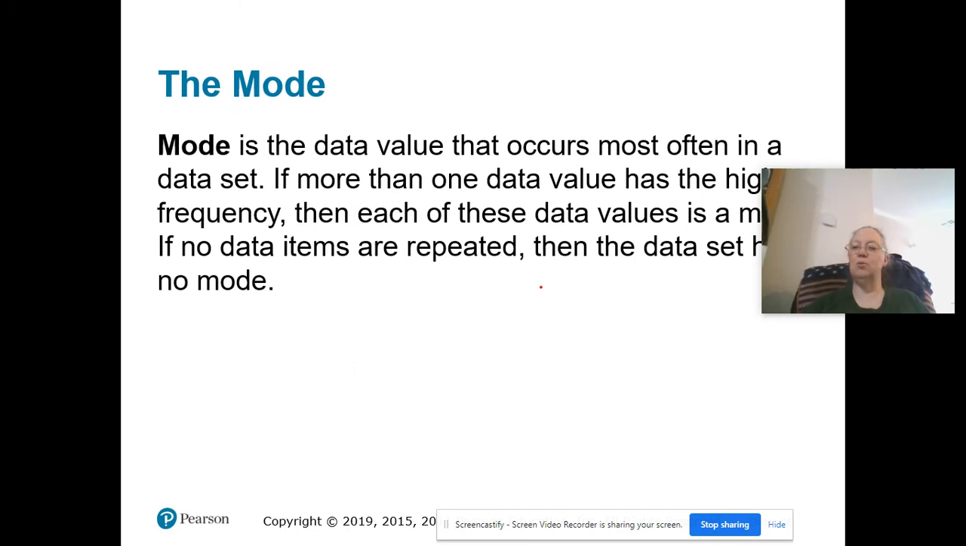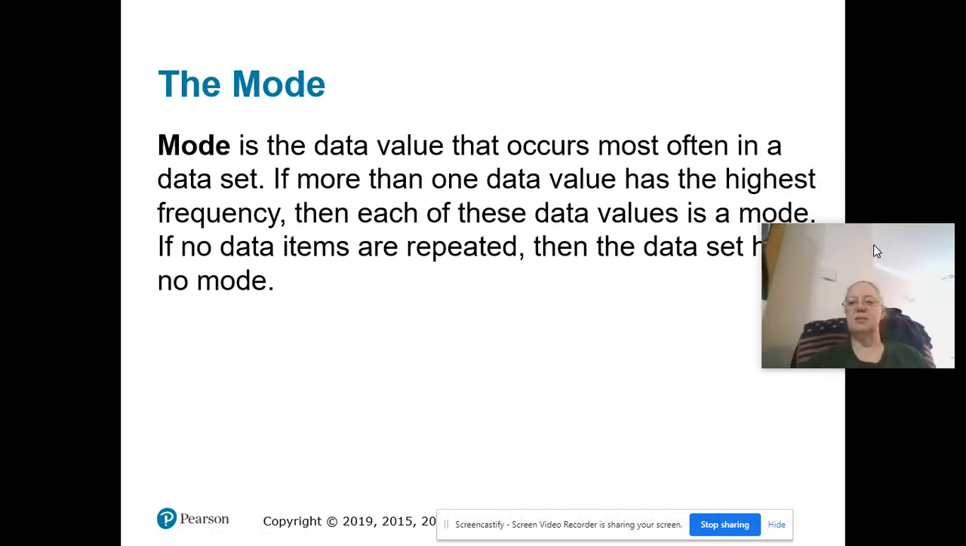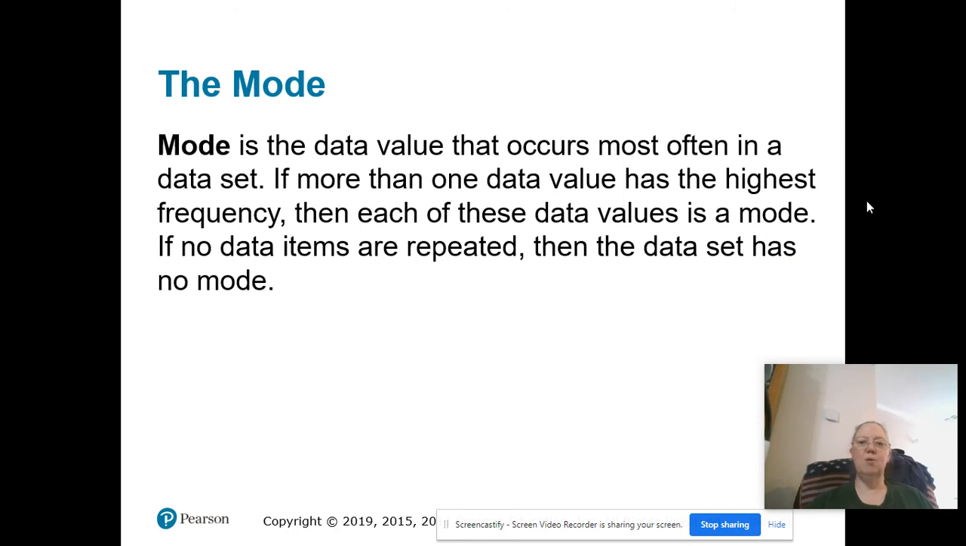All right, mode. Mode is what happens most often. So mode is the most. Okay, so we're looking for the highest repeat. If there's no repeated items, then we say that the data set has no mode.